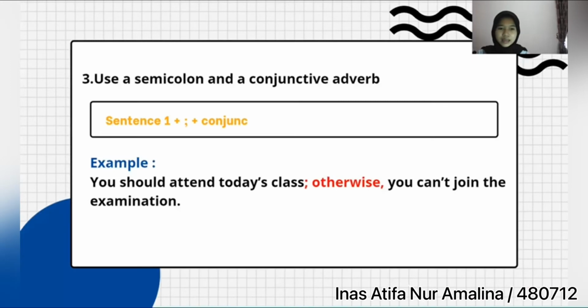Number 3. Use a semicolon and a conjunctive adverb. Sentence 1 plus semicolon plus conjunctive adverb, comma plus sentence 2. Example: You should attend this class; otherwise, you can't join the examination.